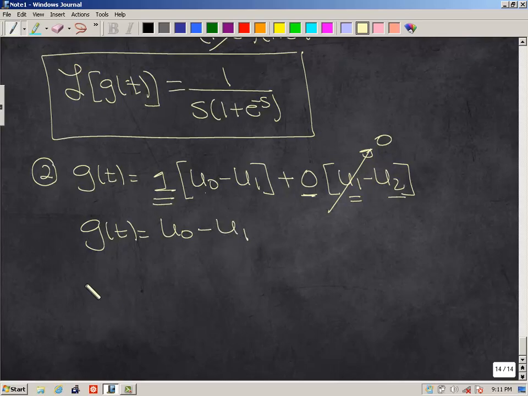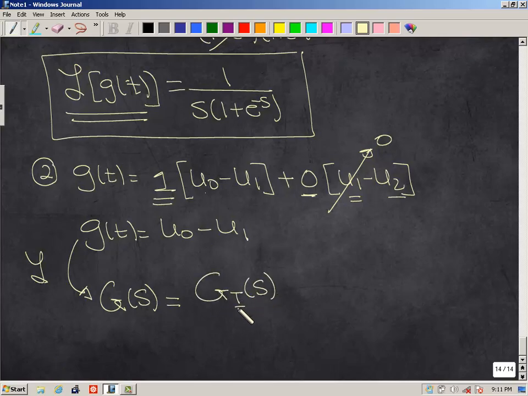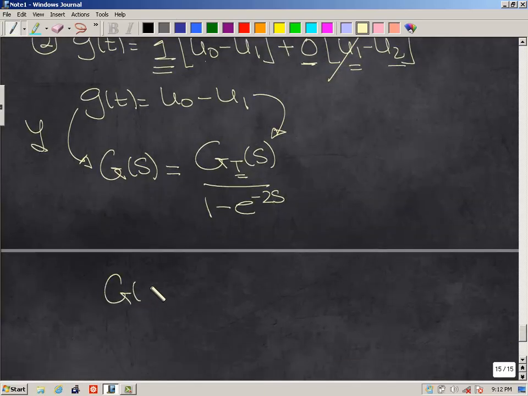So now, if I want to find the Laplace of this, I get big G of s, or you can write it this way, doesn't matter, is equal to the Laplace of g of t, that's why the t, over 1 minus e to the negative 2s. Okay, so you transform this to get this, and then you just have that denominator. Okay, so let's do that. So we have G of s is equal to that over 1 minus e to the negative 2s.